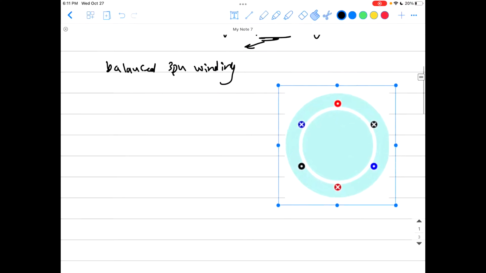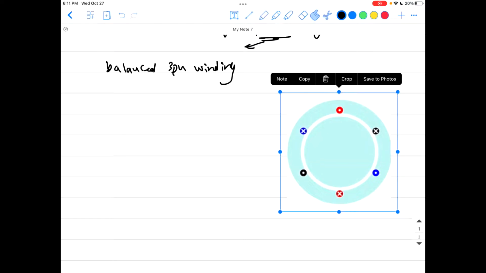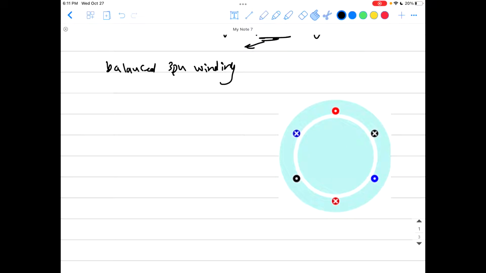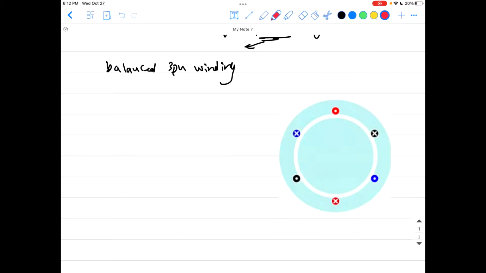We have three sets of winding. They are separate, not connected together, but the three-phase winding can be connected after that in any connection, Y or delta. Let's call the red one here A, so this will be A dash, and the blue one B, so this will be B dash, and the black one C, and this C dash.